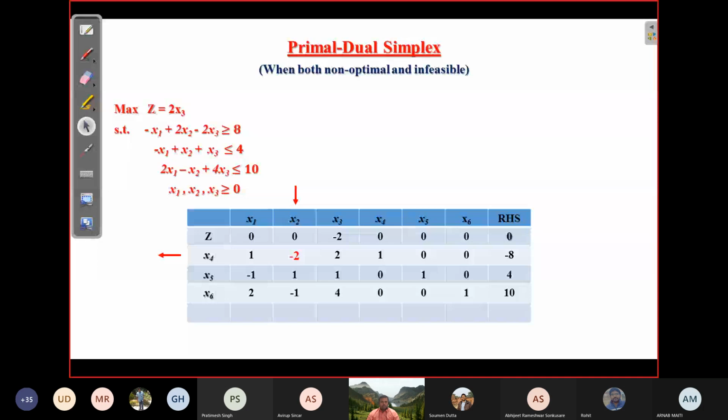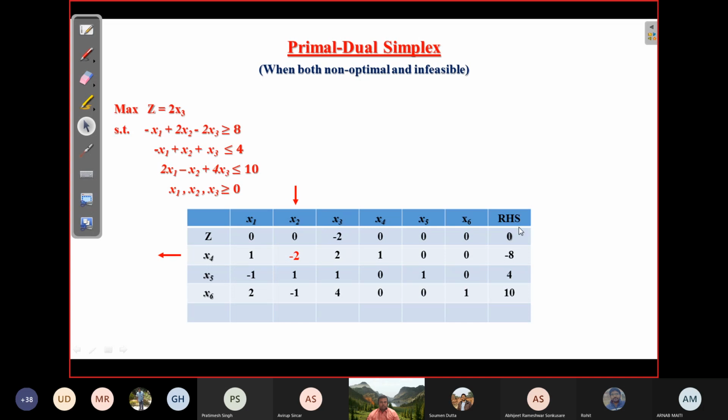So this is an example of primal dual simplex. Suppose your LP is given like this: max z, subject to these constraints. You see that this is in non-standard form because you have a greater than or equal to constraint, right? So you decide to apply the dual simplex method first.